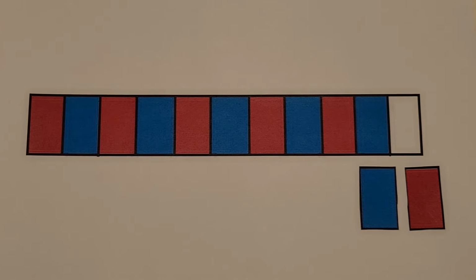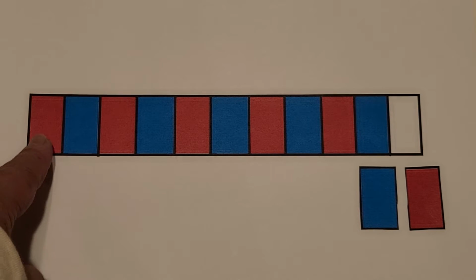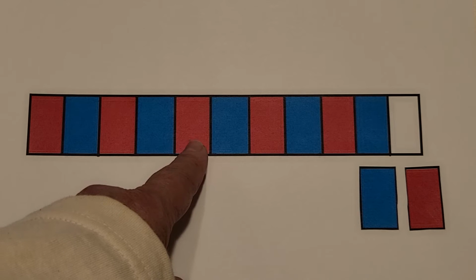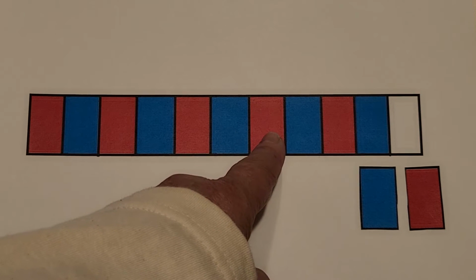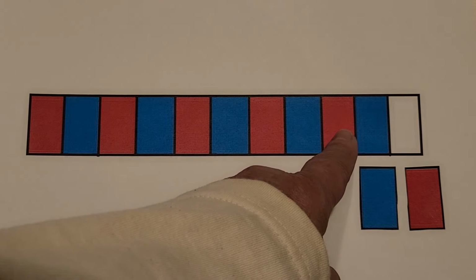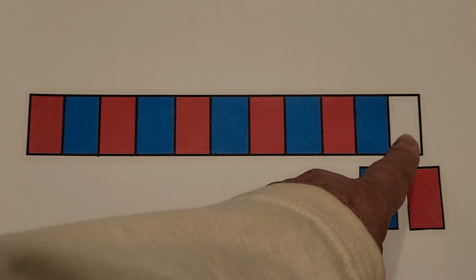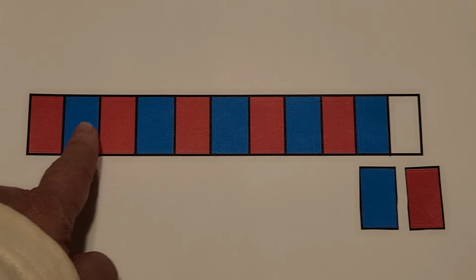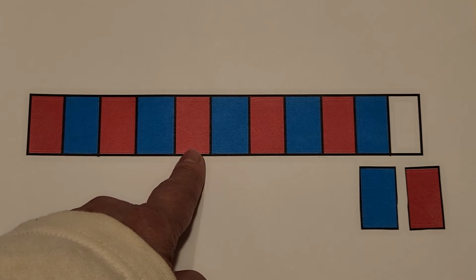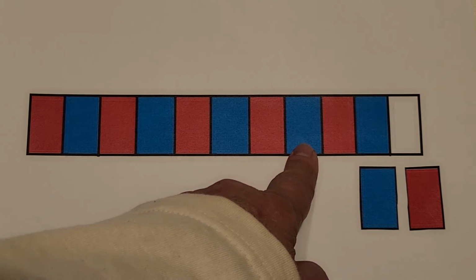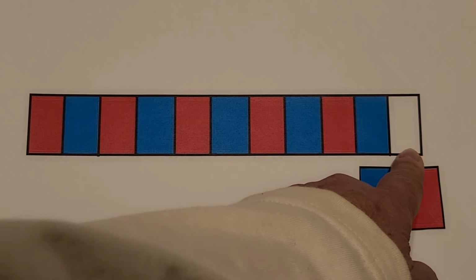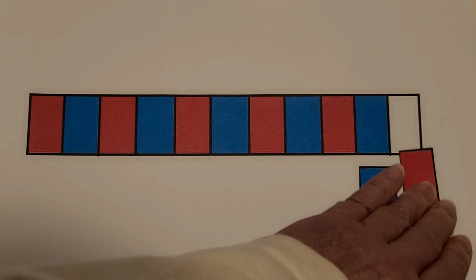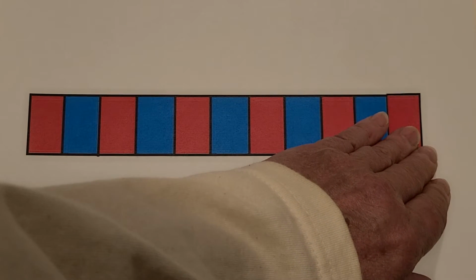Look at this pattern. We have a red rectangle, blue rectangle, red rectangle, blue rectangle, red rectangle, blue rectangle, red rectangle, blue rectangle, red rectangle, blue rectangle. What goes here? The pattern is red, blue, red, blue, red, blue, red, blue, red, blue. If you said red, you're correct. Red would come next.